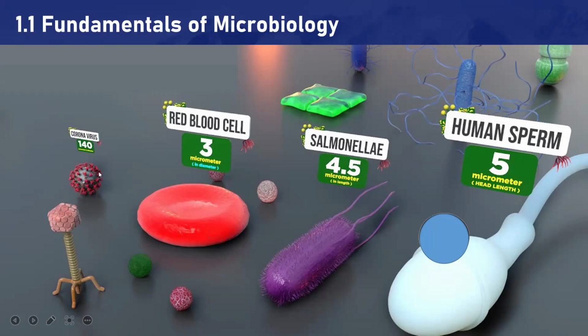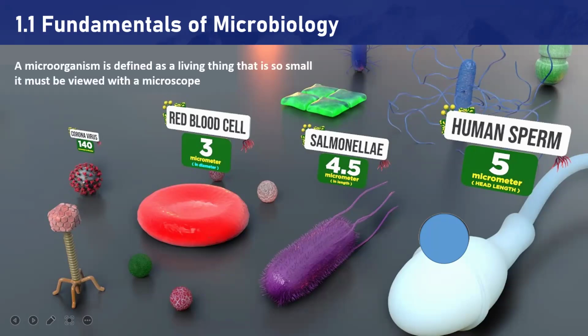Coronavirus or bacteriophage have nano size, maybe less than 100 nanometers. It's very small compared with the red blood cell, especially bacteria such as Salmonella or E. coli. So we can define a microorganism as a living thing that is so small it must be viewed with a microscope. However, virus and bacteriophage are nano size, so we cannot use the normal microscope. We have to use a transmission electron microscope to look at the morphology of the virus.